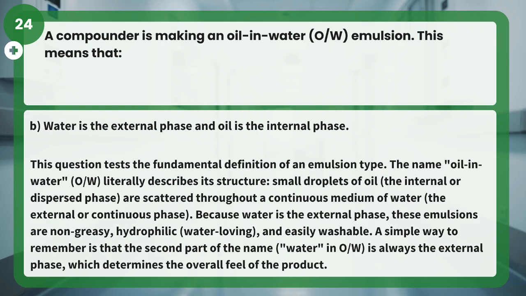Answer: B. Water is the external phase and oil is the internal phase. This question tests the fundamental definition of an emulsion type. The name oil-in-water, O/W, literally describes its structure. Small droplets of oil, the internal or dispersed phase, are scattered throughout a continuous medium of water, the external or continuous phase. Because water is the external phase, these emulsions are non-greasy, hydrophilic, water-loving, and easily washable.